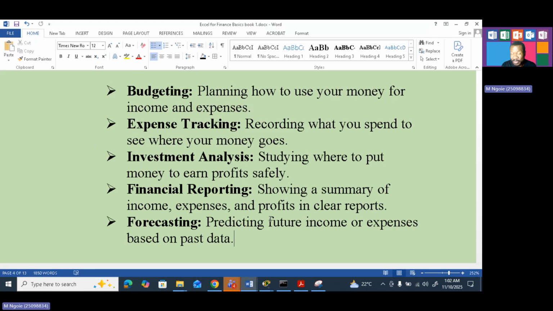And so Excel will also allow you to do financial reporting, showing a summary of income, expenses, and profits in a clear report. Financial reporting means that you summarize your income, your expenses, your profits in a clear report. And the last one, we're going to talk about forecasting, predicting future income or expenses based on past data. So guys, we need to understand this.